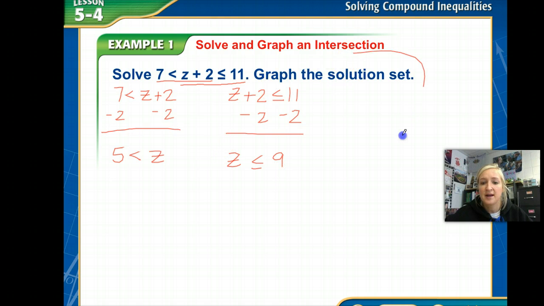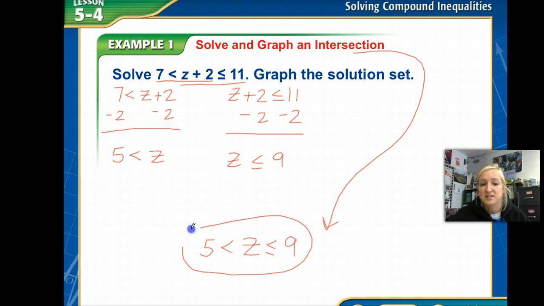Now when you see the word intersection, that means that you're going to put your variable in the middle. As you see, your variable's in the middle, and it's written just like this. Because what this means is that z is greater than 5, but less than or equal to 9. Okay? So just to recap, we broke it apart into 2 different equations and we solved them both. And then we rewrote it. So our solution, z is in the middle, z is greater than 5, but less than or equal to 9.